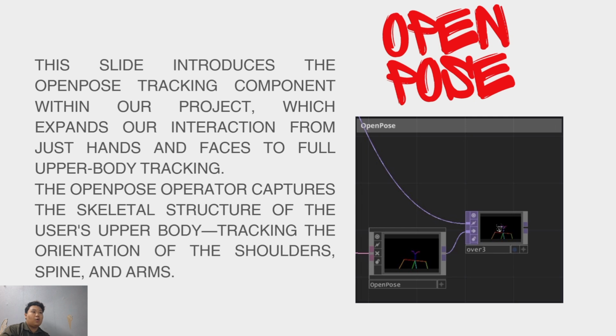The OpenPose. This slide introduces the OpenPose tracking component within our project, which expands our interaction from just hand and face to full upper body tracking. The OpenPose operator captures the skeletal structure of the user's upper body, tracking the orientation of the shoulders, spine, and arms.